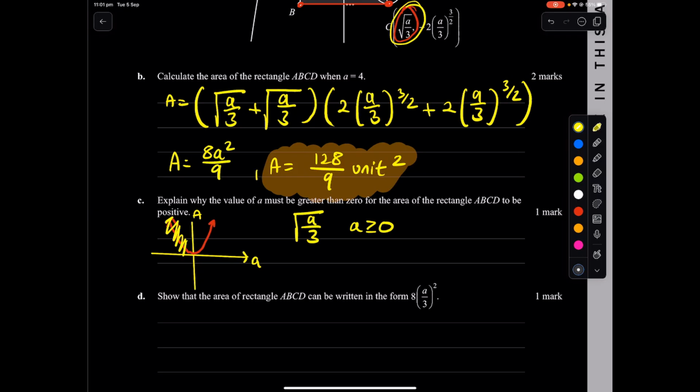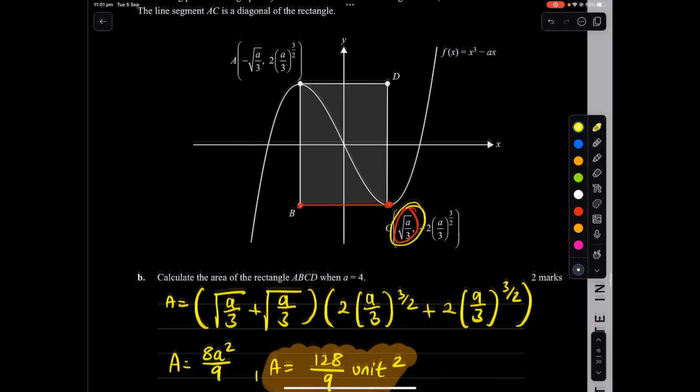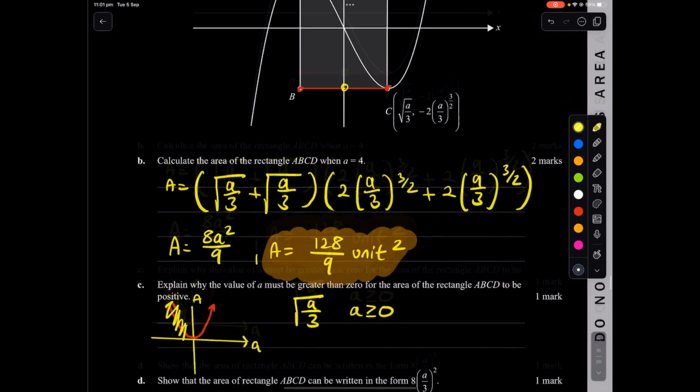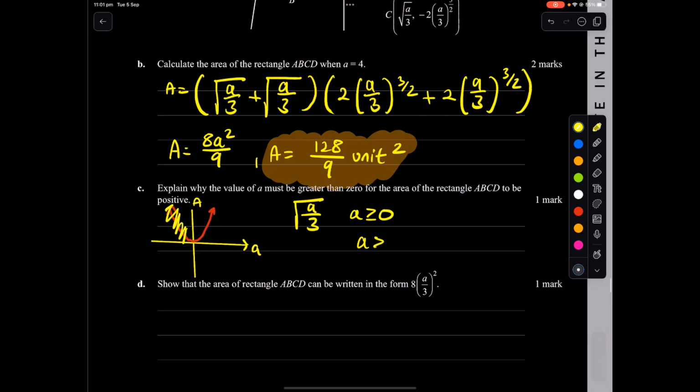But also, we want to make sure that it's not equal to 0, due to the fact that if it was equal to 0, then this length does not exist. Imagine if you put 0 over there, it will become the point 0, which is wrong. So that's why a is greater than 0. It can only be greater than 0. So to write that, I'm just going to write this nicely.